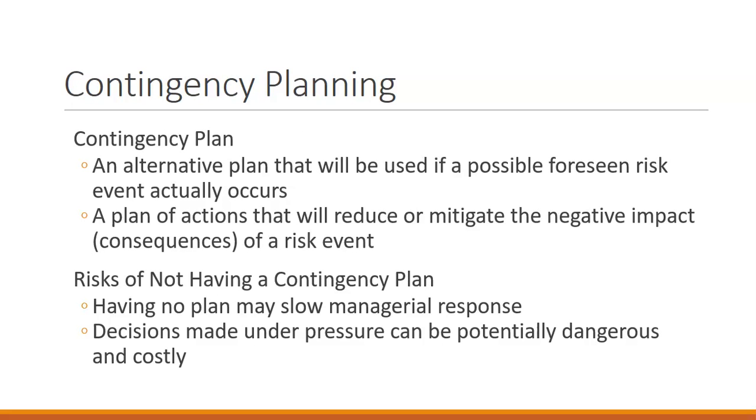When we develop a contingency plan, this is an alternative plan that we use in case a risk event actually occurs. So it's a plan of actions that help reduce the negative impact or consequences of that event. If we have a contingency plan in place, we have a communication plan in place. We have a responsibility plan in place. So when these risk things happen, we know who to call, who's in charge, who's making those decisions.